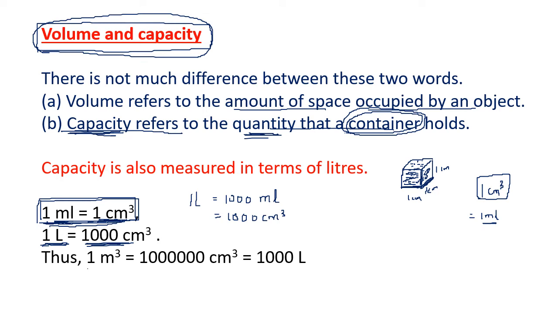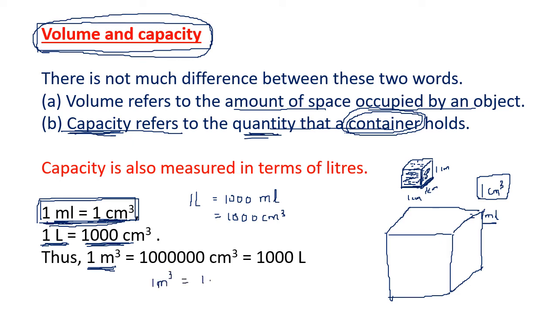Next we have 1 meter cube. What is 1 meter cube? 1 meter cube is a cube whose length is 1 meter, breadth is 1 meter and height is 1 meter. So we have 1 meter cube is length 1 meter into breadth 1 meter into height 1 meter. But 1 meter is 100 centimeters. So we have got 100 centimeter into 100 centimeter into 100 centimeter.